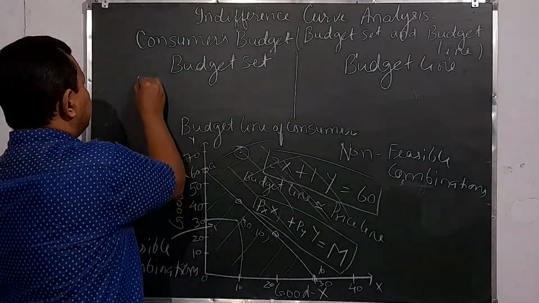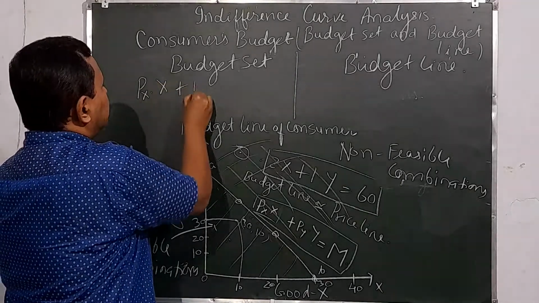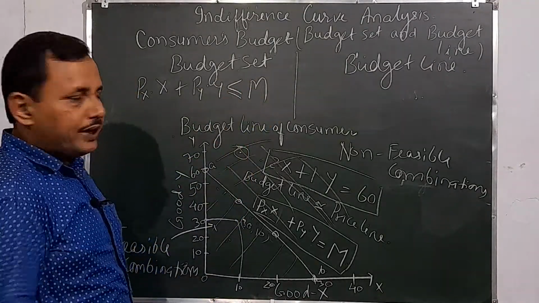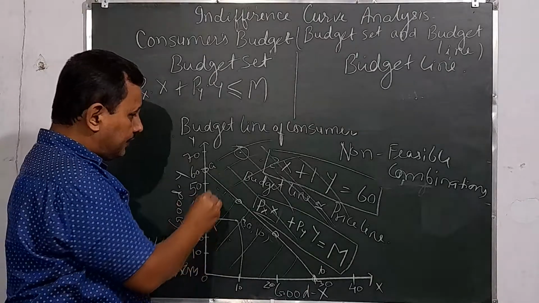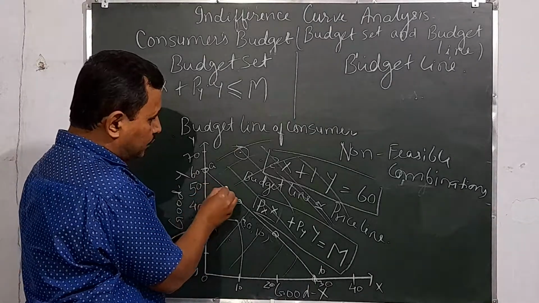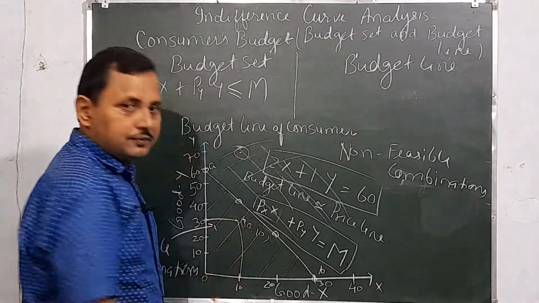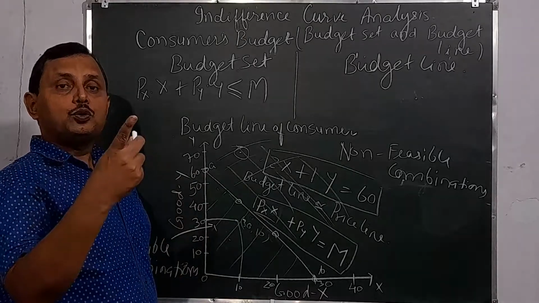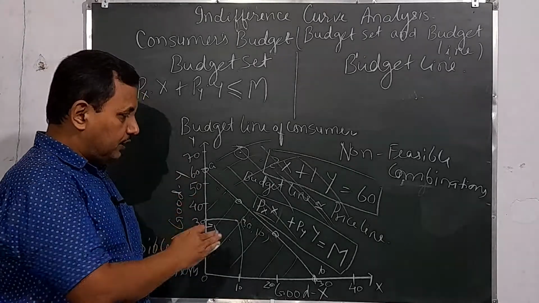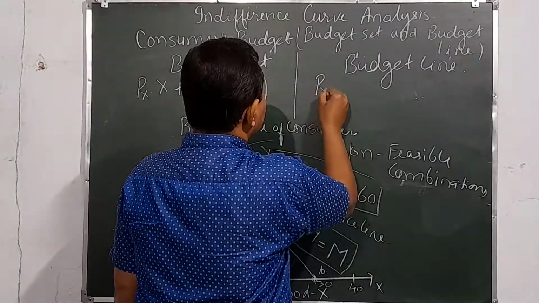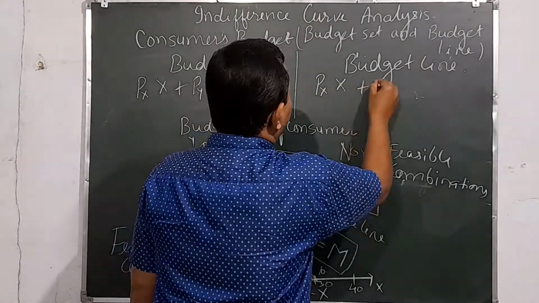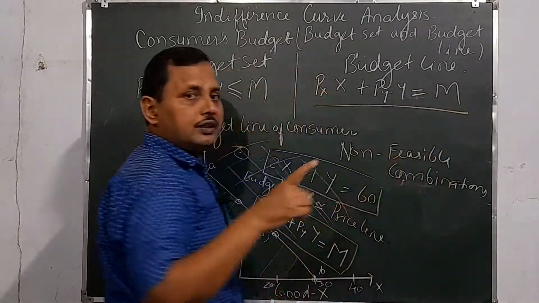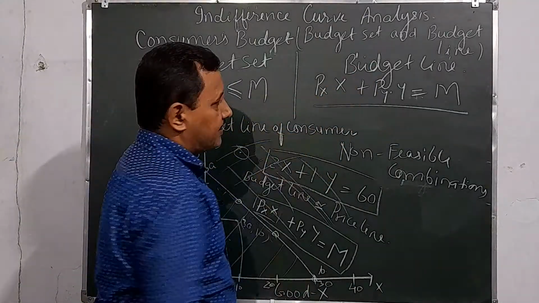So the equation of the budget set is Px into X plus Py into Y less than or equal to M, where M is the budget of the consumer. And what is the budget line? All combinations of good X and good Y which are present on this line, the value of all those combinations will be equal to the budget of the consumer. So this equation, Px into X plus Py into Y equal to M, represents the budget line.